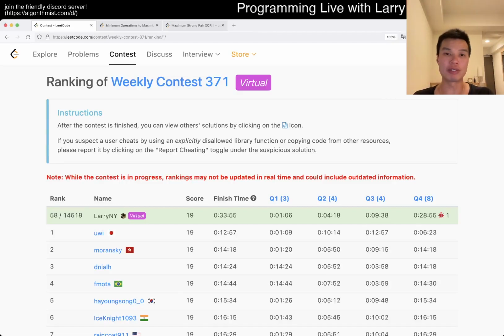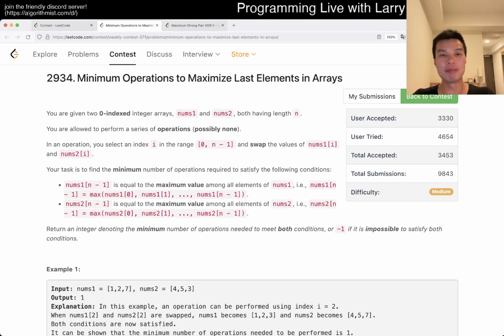This is me going Q3 of the weekly contest 371. Minimum operations to maximize last elements in arrays.